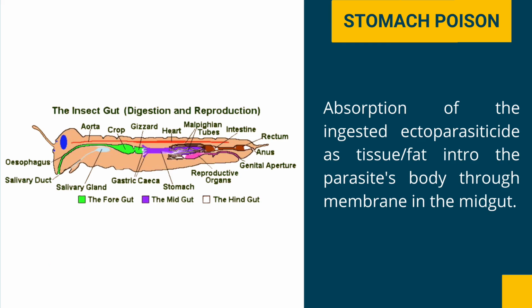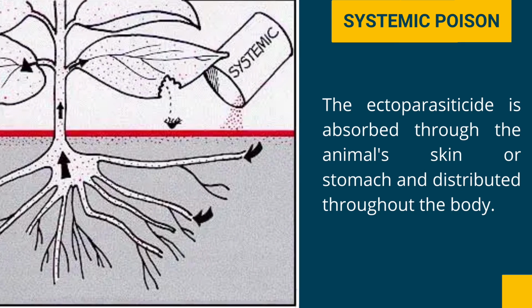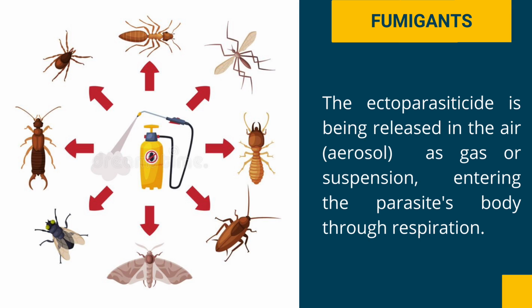Stomach poison. Absorption of the ingested ectoparasiticide as tissue or fat through the parasite's body through the membrane in the midgut. Contact poison. The action of the ectoparasiticide is through direct body contact. Systemic poison. The ectoparasiticide is absorbed through the animal's skin or stomach and distributed throughout the body. And lastly, fumigants. The ectoparasiticide is released in the air as gas or suspension, entering the parasite's body through respiration.